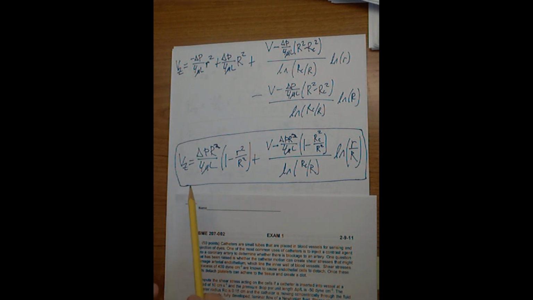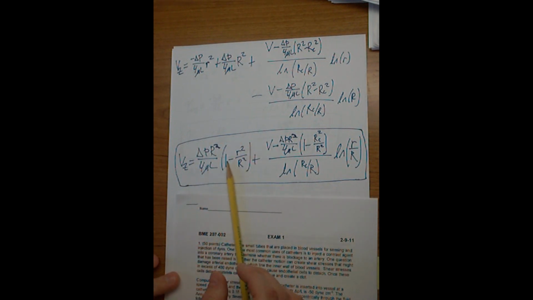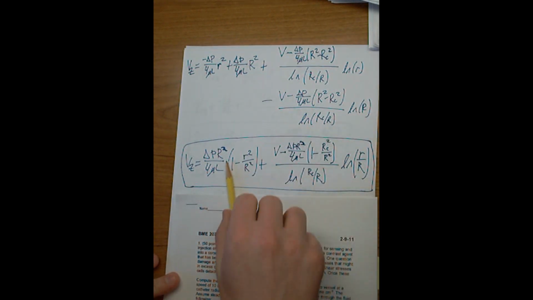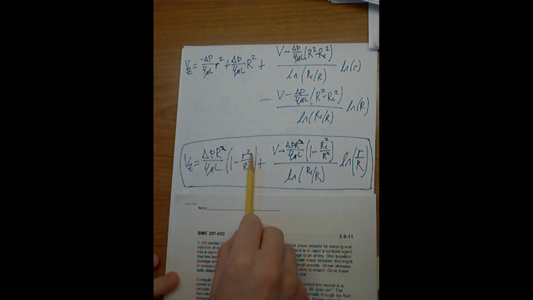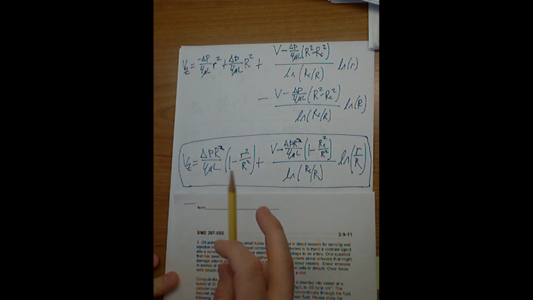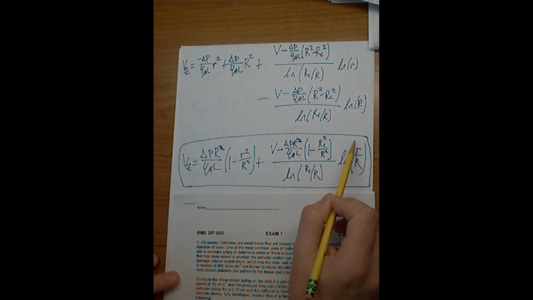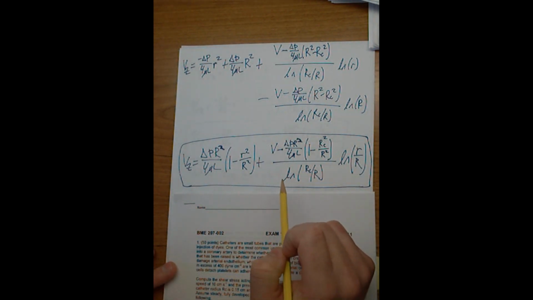And what you can see from this portion right here is the velocity due to pressure driven flow in a cylinder. So if we didn't have any of this right here, you could see that this is what would happen if you did not have the catheter. This other term right here is because of the catheter.